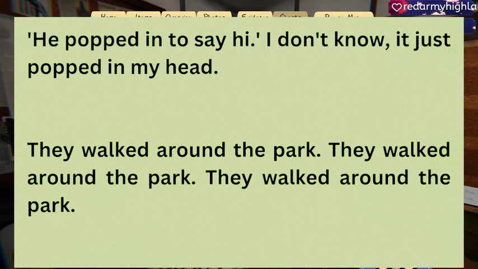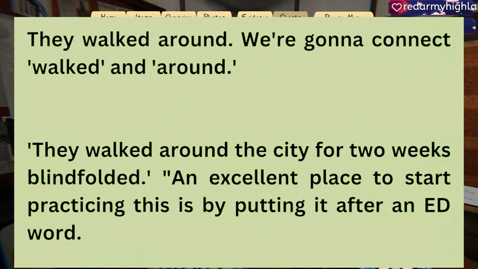They walked around the park. They walked around. We're going to connect walked and around. They walked around the city for 2 weeks blindfolded.